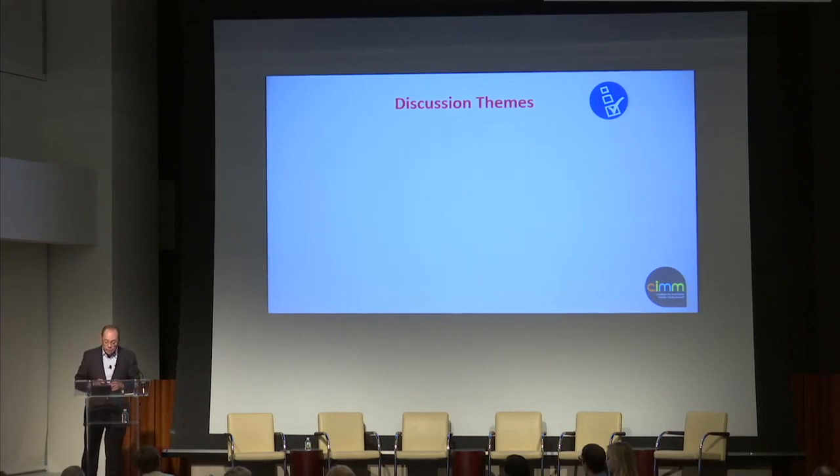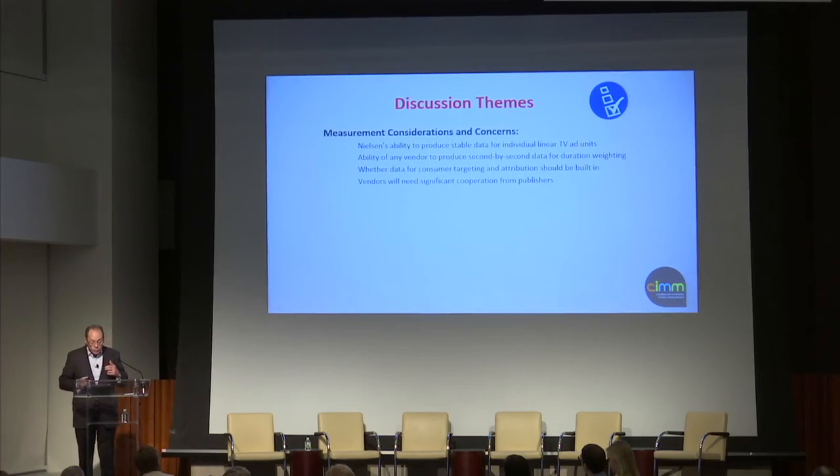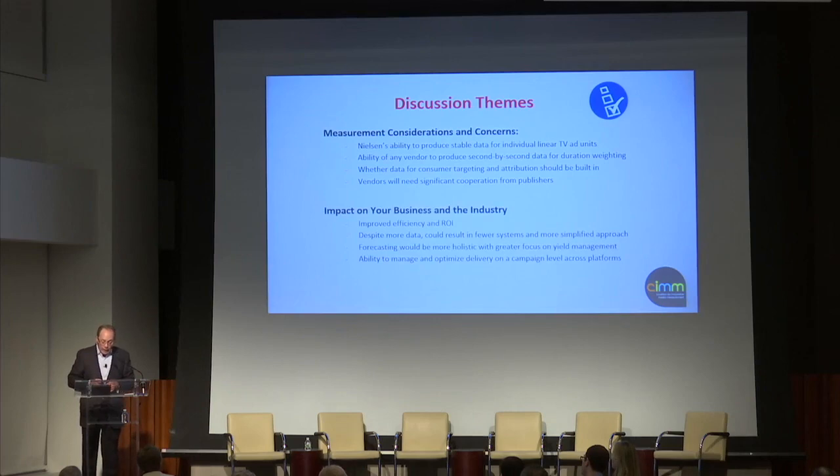Next, we talked about measurement considerations and concerns, which include, of course, Nielsen's ability to produce stable data for individual linear television ad units, the ability of any vendor to produce second-by-second data for duration weighting or derived second-by-second data, whether data for consumer targeting and attribution should be built into this scheme, and of course, vendors will need significant cooperation from publishers to get this done. Measurement is a team sport.